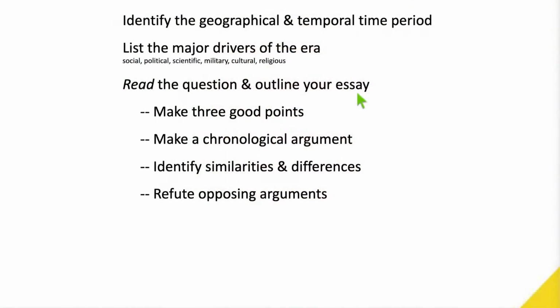Okay, so read the question and outline your essay. And what's your essay about? Well, you can make 3 good points. You won't be able to use them all, but you'll be able to use 2. That's one way. That these are the 3 major points I want to make. Maybe you'll make 2, but that's okay. You can make a chronological argument. This happened, which led to that, which led to that. Some people may call it a causal argument, and if you want to call it a causal argument, that's okay. In history, though, what you are looking at as a causal argument may actually seem like a chronological one.